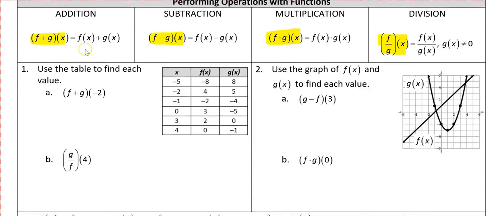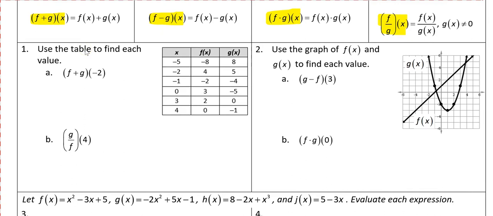So we have a table on number 1, and they want us to find f plus g of -2. Now, one thing to keep in mind is that the x is -2. Now, this is not my most favorite notation. I actually prefer the second notation, which says that we would take f of -2 and add it to g of -2. This shows that we have to do the parts separate and then add those y values together.